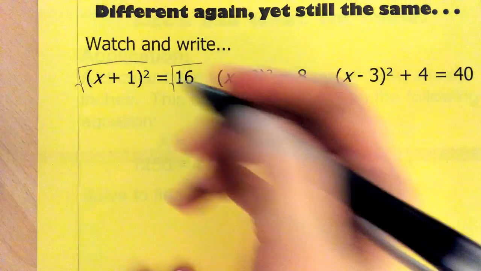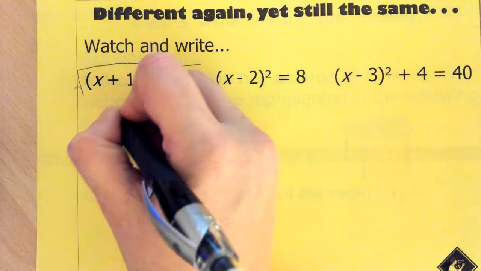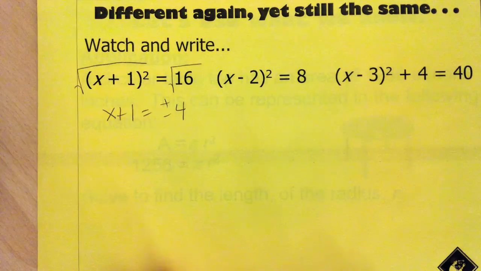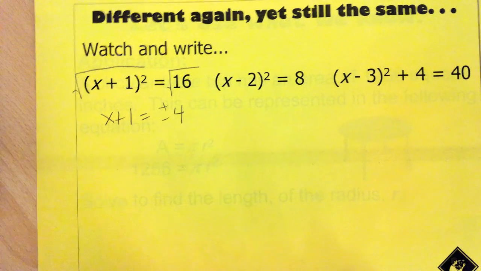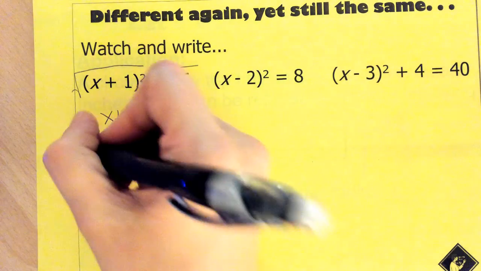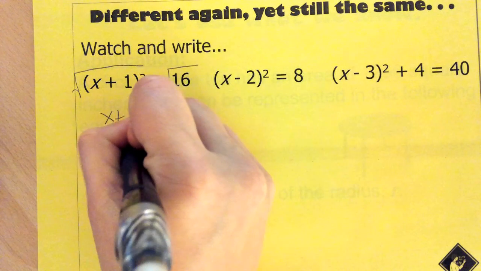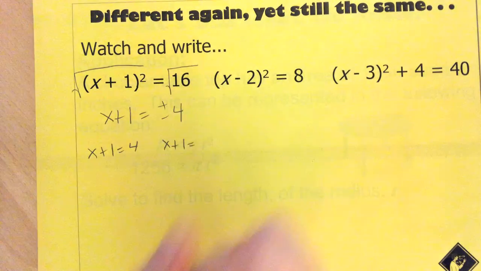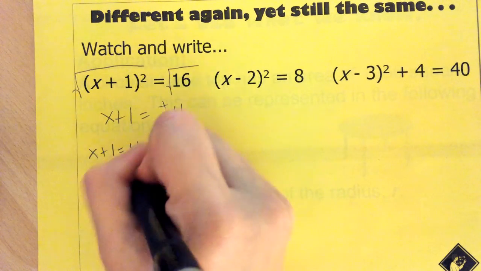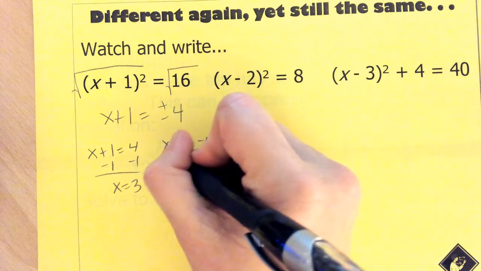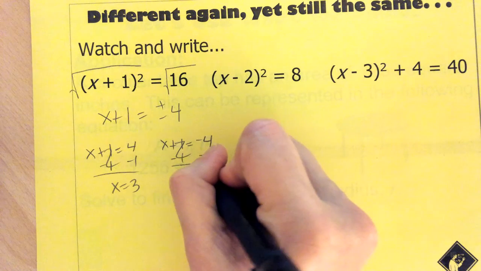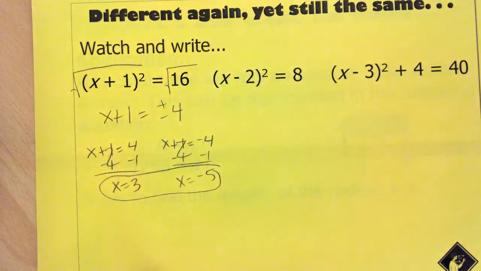So watch this one. Okay? The square root of x plus 1 squared is x plus 1. The square root of 16 is plus or minus 4. Now, I'm not done because I still need to figure out what x is. So here's what I'm going to do. I'm going to write two equations. I'm going to write x plus 1 equals 4. I'm going to write x plus 1 equals what? Negative 4. Okay, so now I solve. I get x equals 3 and x equals negative 5. And those are my two roots.